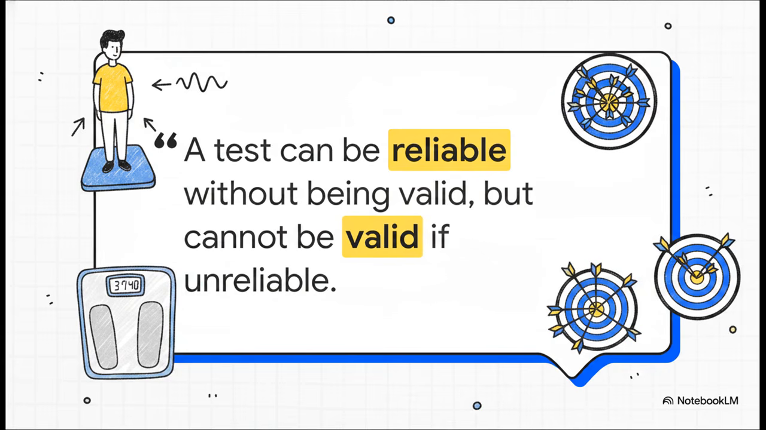A test can be reliable without being valid, but it cannot be valid if it is unreliable. Think of it like this. You can have a bathroom scale that consistently tells you that you weigh 50 pounds every single time you step on it. It is perfectly reliable. But if you are a fully grown adult, that scale is giving you very consistent yet completely wrong information. It is not valid. High-quality assessment requires standardizing these tools and demanding both consistency and accuracy at the same time.